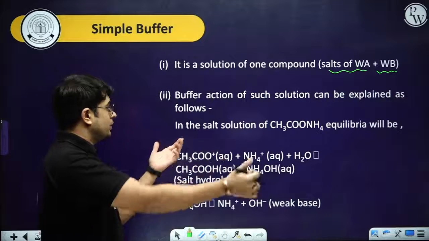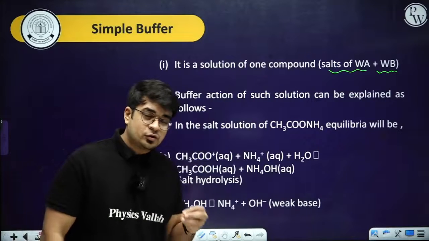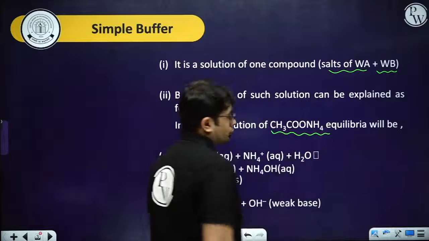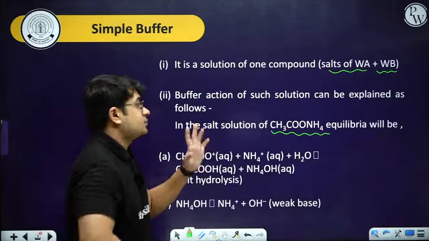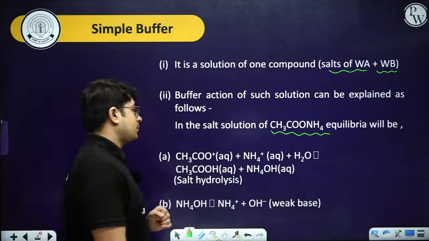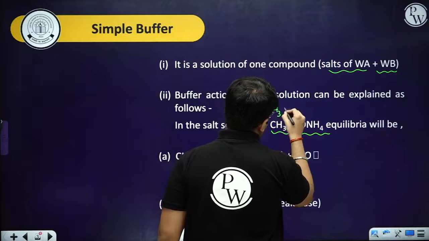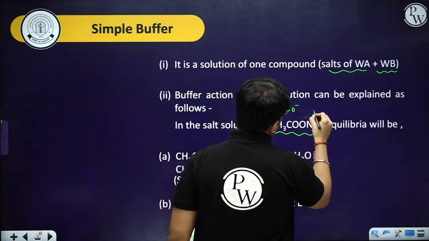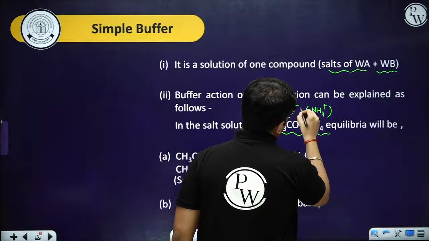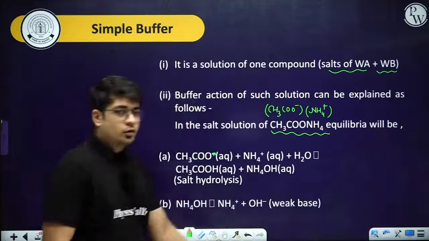Okay, so if I talk about the salt of weak acid as well as weak base, you know that salt is generally taken as CH3COONH4, which is ammonium acetate. In that case, if I talk about the corresponding ions which are present, we have two ions. First one is acetate, CH3COO negative, and the next part is NH4 positive. So two ions are there, CH3COO negative as well as NH4 positive.